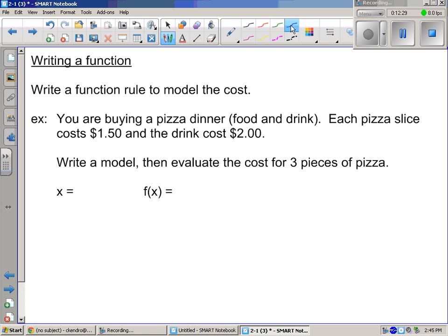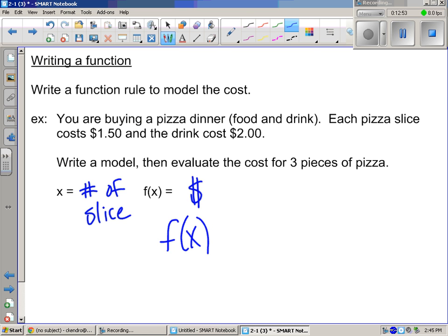We want to find out what our variables represent. So the things that I don't know: how much pizza we're going to eat, and what the total amount of money is going to be. One of those should represent x, and one of those should represent our y, or our f of x value. So think about what you need to know first to determine the other. And I think we need to know the number of slices that we eat, or that we buy, and then that will determine our total cost.